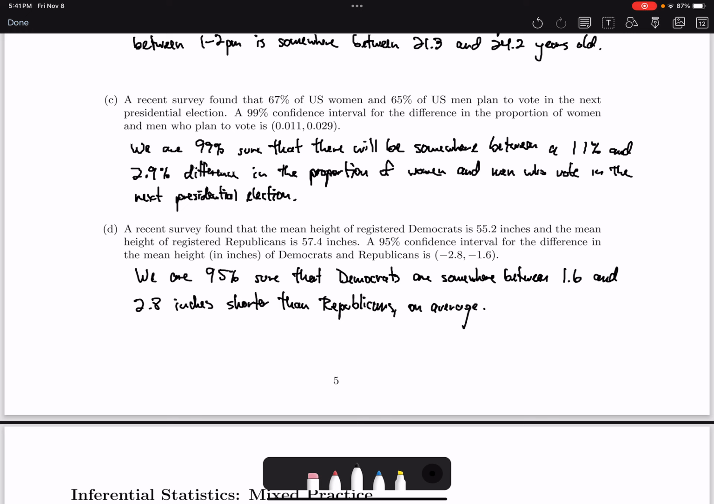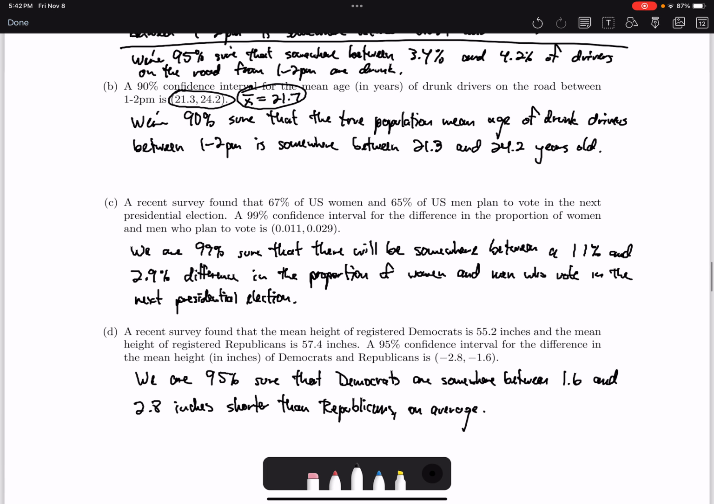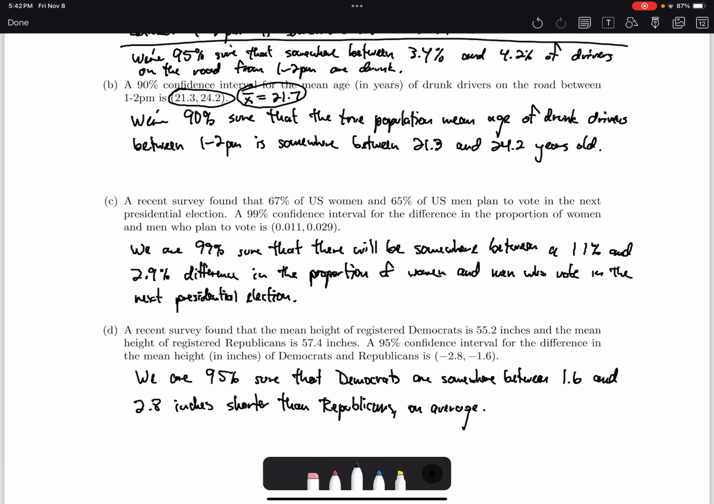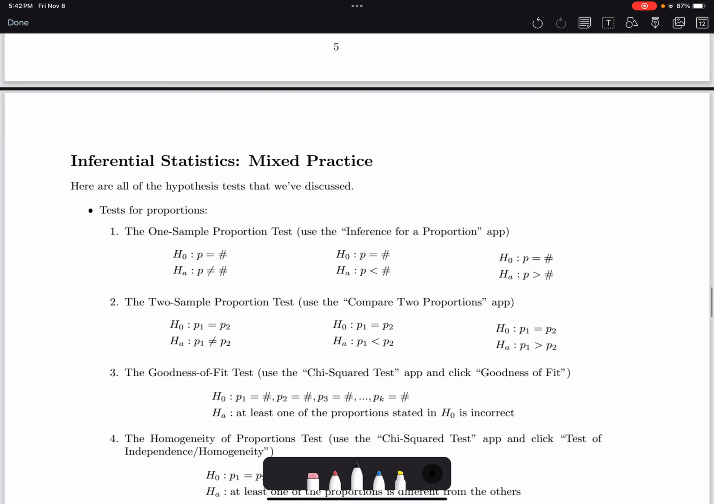Or you could say, we're 95% sure that the difference in the mean height of Democrats and Republicans is somewhere between negative 2.8 and negative 1.6 inches, right? So you could say something like that. But this is the meaning of these intervals. Again, these intervals give us some sense for the magnitude of the differences that we're seeing. So they tell us how much practical difference there is in our results.